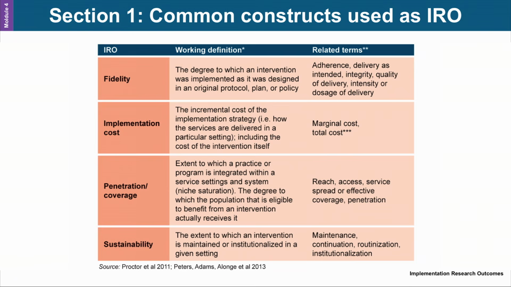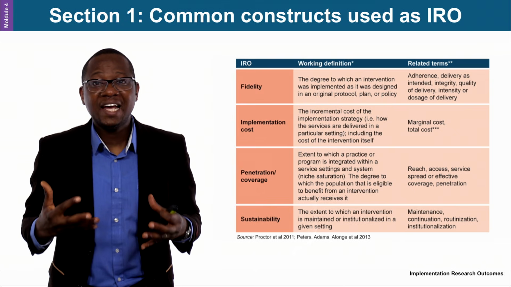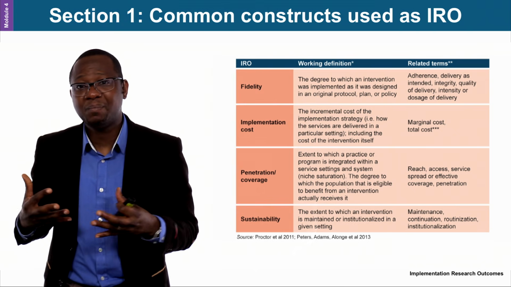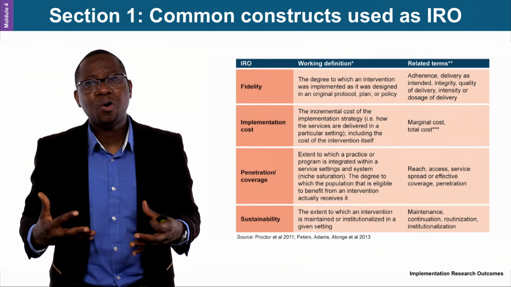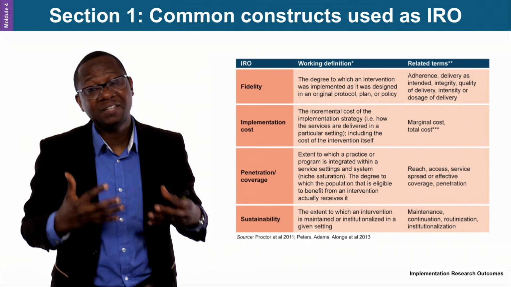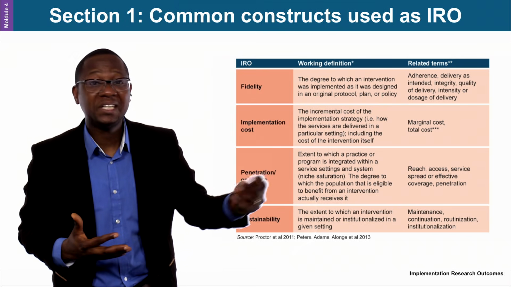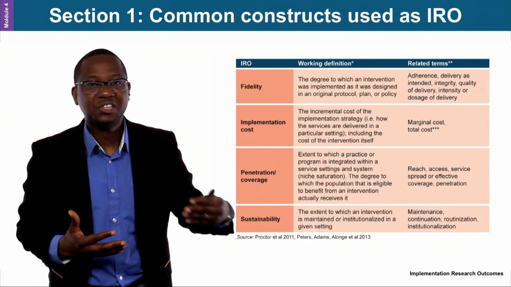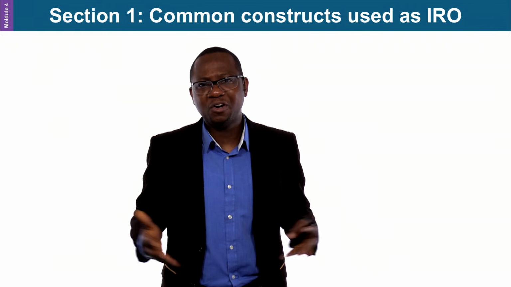Next, and last but not least, is sustainability. Here we define sustainability as the extent to which an intervention is maintained or institutionalized in a given setting. That is to say, this whole idea of being able to integrate an evidence-based intervention along with its implementation activities within the larger framework, the larger health system, or the larger organizational setting in which the intervention was originally delivered. This has been called by several other names, including maintenance, continuation, routinization, and institutionalization.